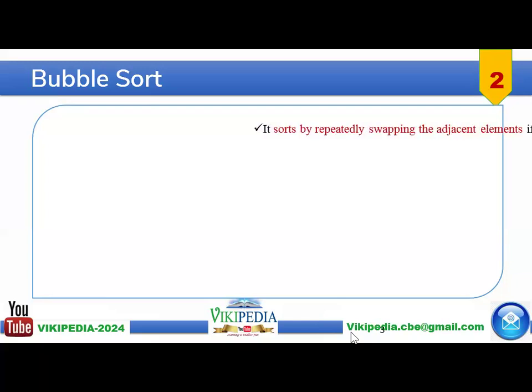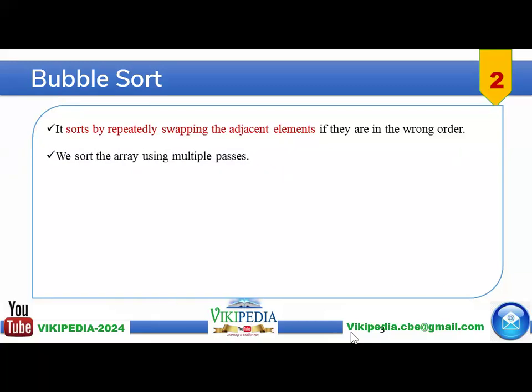Now we will get into the technical concept. It sorts by repeatedly swapping adjacent elements, that is, neighbor elements, if they are in the wrong order. It will sort only those neighbors which are in unsorted order. We sort the array using multiple passes. What do we mean by multiple passes? If we have n number of data, then we will use n number of passes. On each pass you find one sorted data and arrange it in the required order.